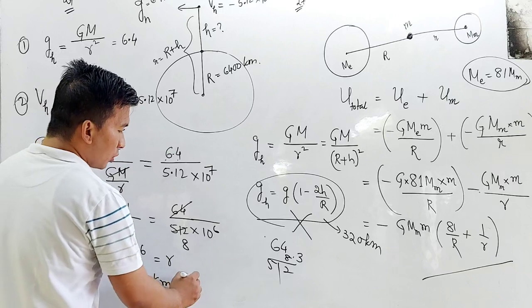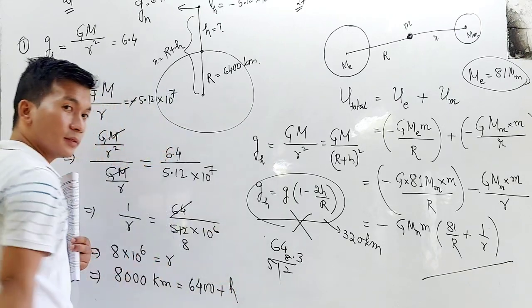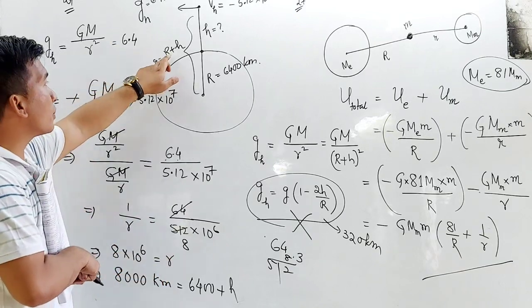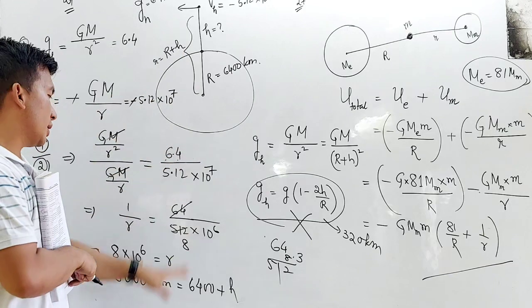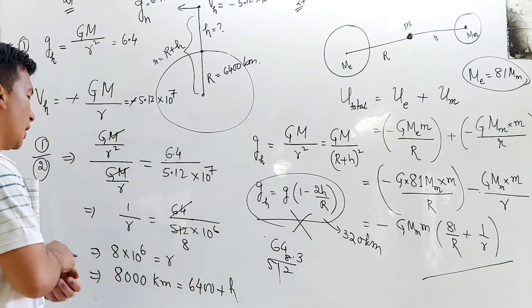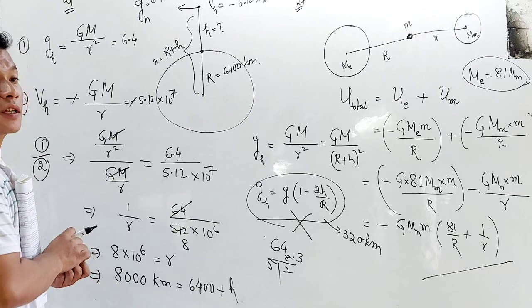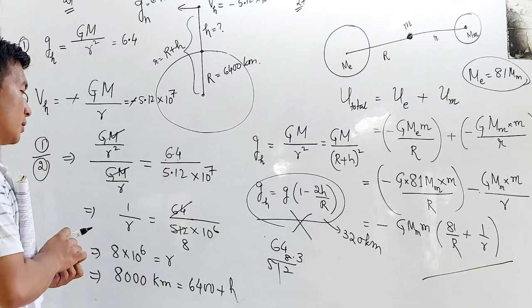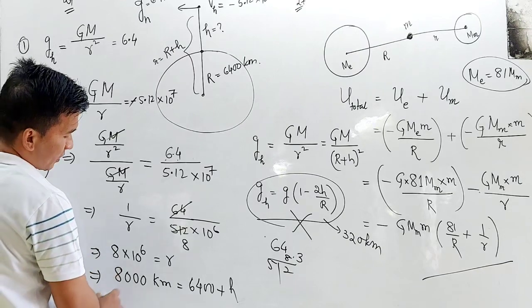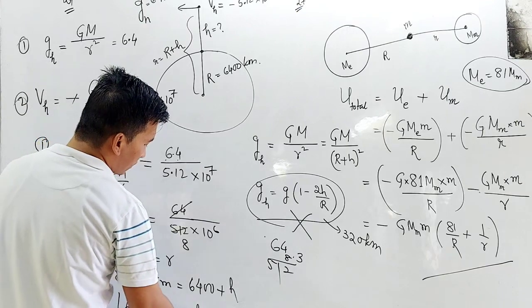This r will be equal to 6400 kilometer plus h. Small r means capital R plus h. Capital R's value is 6400, and here we have 8000, so 8000 minus 6400 is 1600. Here our answer is 1600 kilometer above the surface of the earth. Remember this.